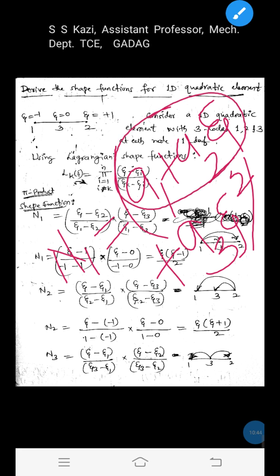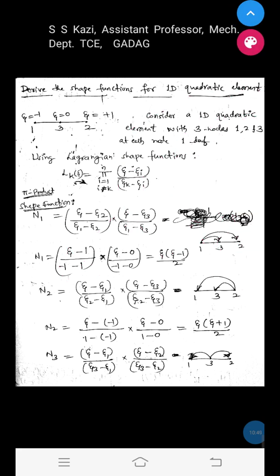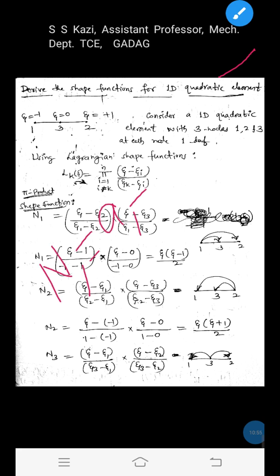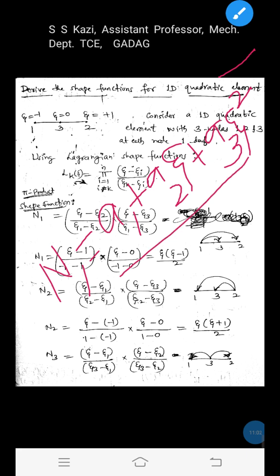Now in the previous video, we derived the shape functions for the 1D linear element by assuming the polynomial function a1 plus a2 zeta only, where the order of the polynomial was 1. Since we are deriving the shape function for the one-dimensional quadratic element, the order of the polynomial you should use is 2. Then let n1 be a1 plus a2 zeta plus a3 zeta square. After that, you apply the conditions for the 3 nodes, and you will get 3 equations. Those 3 equations you solve for a1, a2, a3, and substitute back into this equation. You will get n1.